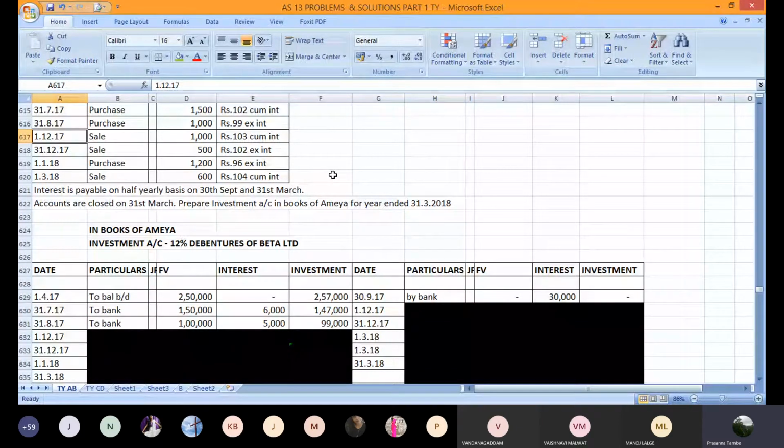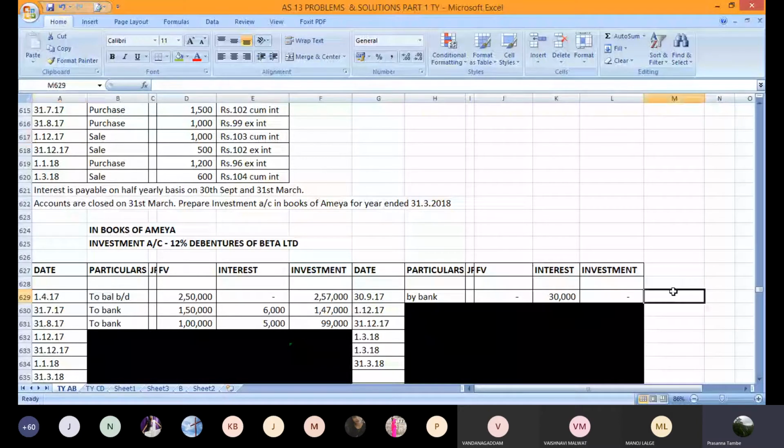Now, when you sell the debentures on 1st December, the last payout of interest had happened on 30th of September. So October and November, 2 months interest is included in the price, which is cum interest price, because you are selling the debentures on 1st of December. So when you calculate the details, this 103 rupees should be broken up into two parts, partly the selling price of investment and partly the interest component for a period of 2 months, that is October and November. Okay, so let us analyze these details, let us calculate the numbers, and then we can post the entry.